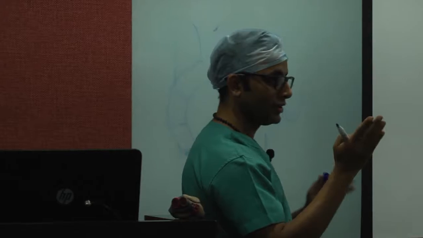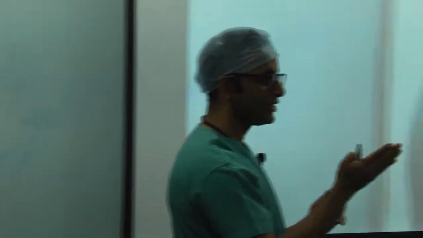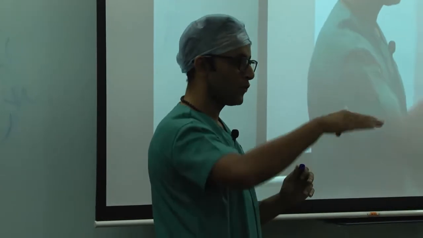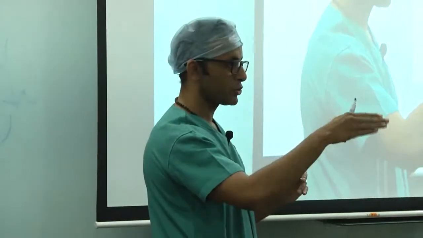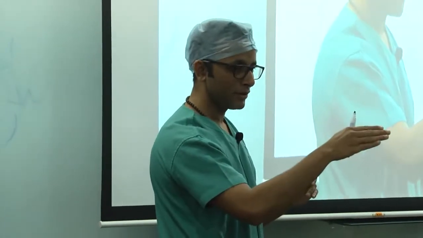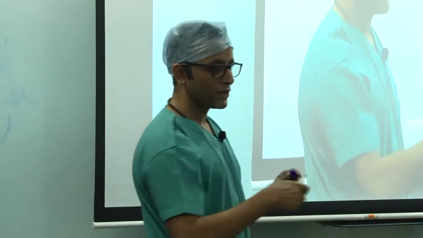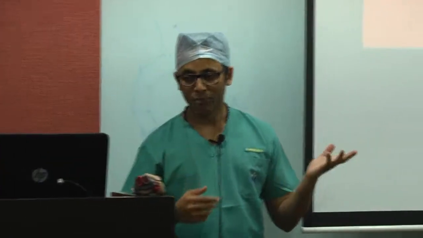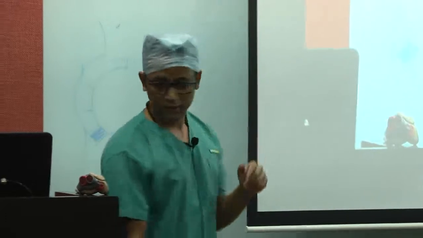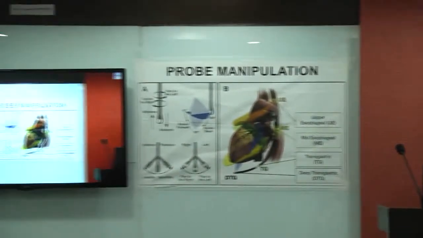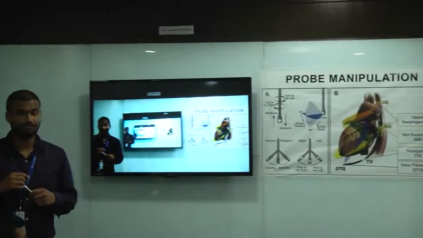So not seeing the rim in one plane doesn't mean that device is not going to hold. So if the rim is absent in one plane, you move your TEE, rotate it clockwise to anti-clockwise to see in 60 degrees, is it there in any part? If it is there in any part, it will still sit. But however, if it is totally absent, like it is in sinus venosus defect or the IVC type defect, there is no point in attempting ASD device.